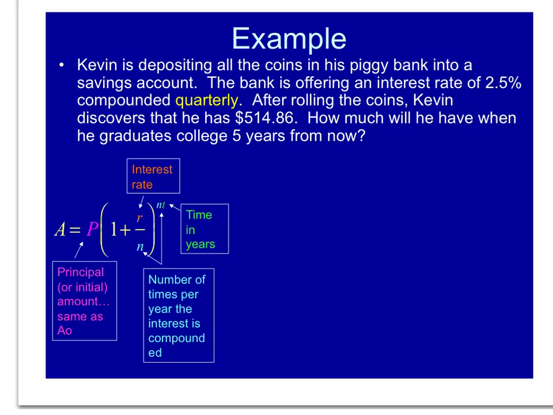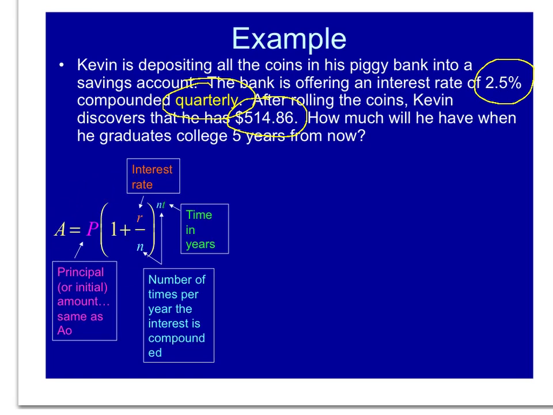So here's an example where we can actually use this. Kevin is depositing the coins in his piggy bank into a savings account. The bank's offering an interest rate of 2.5%, so we know that's an important piece of information. It also tells us that it's being compounded quarterly. Quarterly is 4 times a year, every quarter of a year, every 3 months. After rolling the coins, he discovers he has $514.86. That's going to be our A sub 0, or now we call it our P. And it's asking us how much he'll have when he graduates college 5 years from now.